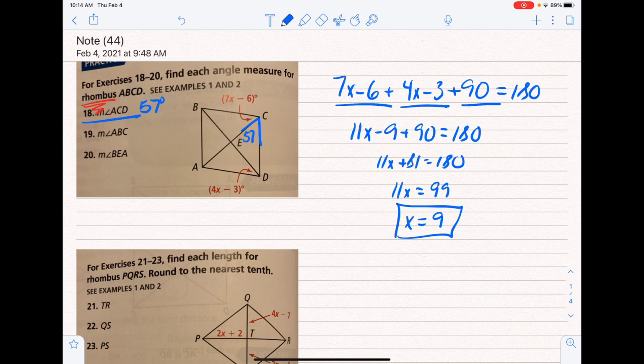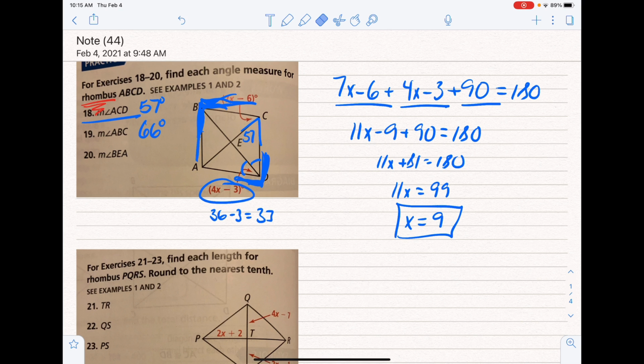Measure of angle ABC. ABC is right here. Okay, well, think about it. ABC is going to be in a parallelogram, which a rhombus is, so opposite angles are congruent. Whatever all of this is, all of this must be. So I can plug my 9 into this, 4 times x is 36, minus 3, and I get 33. So that's this angle right here, and right next to it would be 33. So this whole corner would be 66, meaning that this opposite corner, ABC, would have to be 66 degrees.